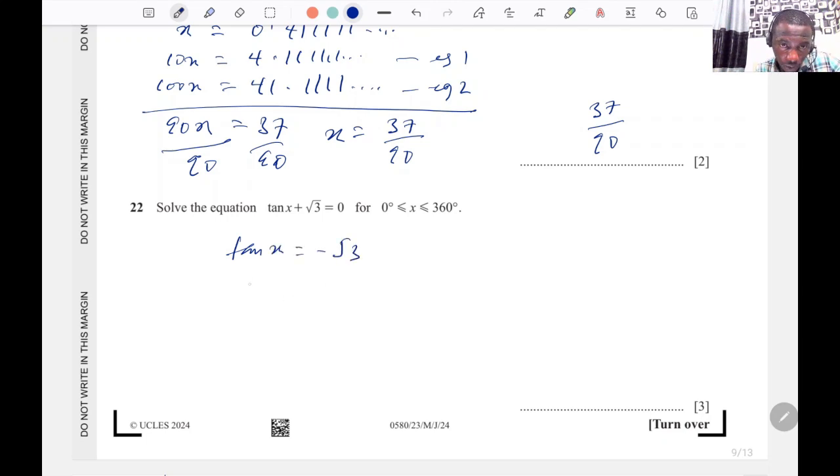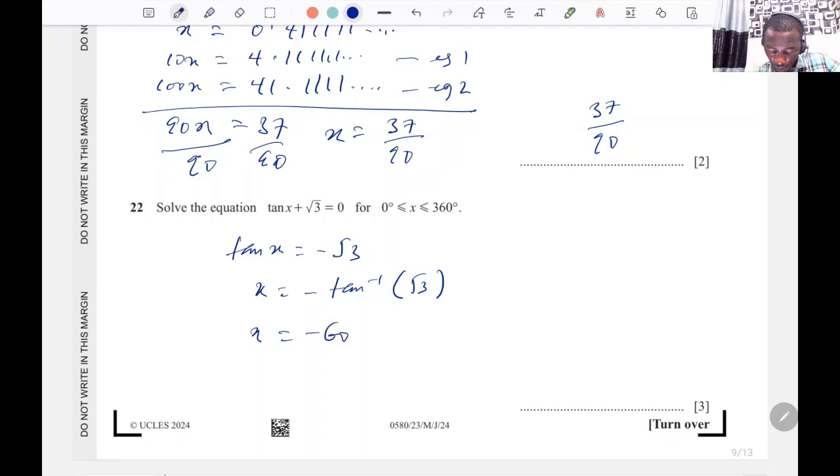Right, so the tan crosses over the equal sign, because we want to make x the subject. We have x is equal to minus tan inverse of root 3. So that will give us x equals minus tan inverse of root 3, which gives us 60. So we have 60 negative.